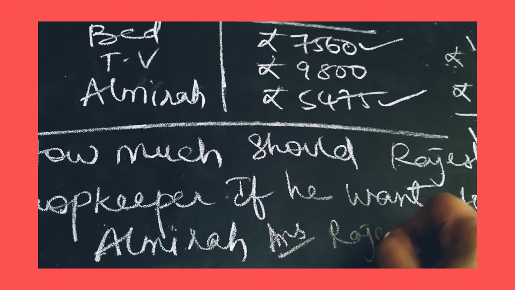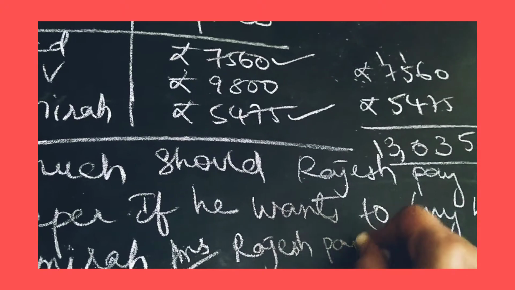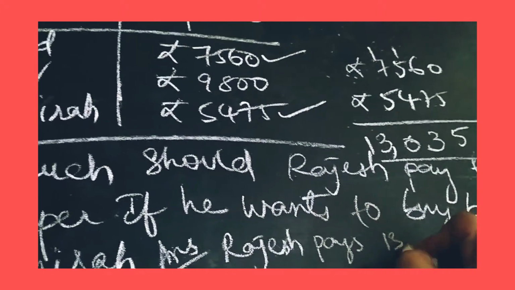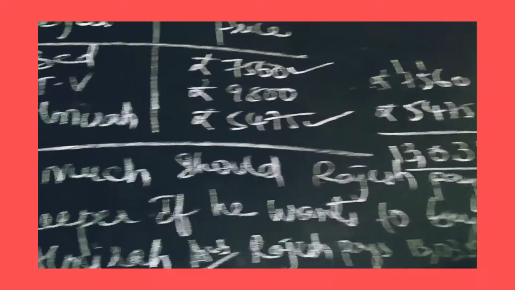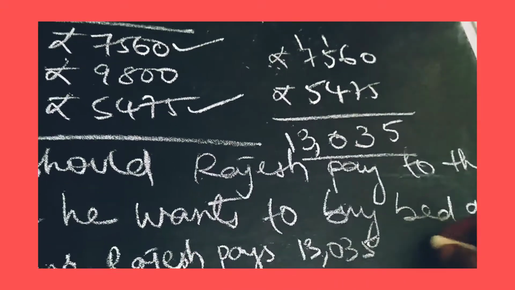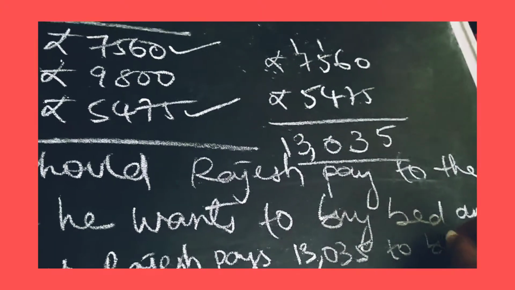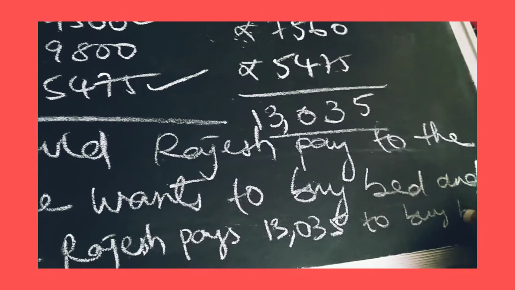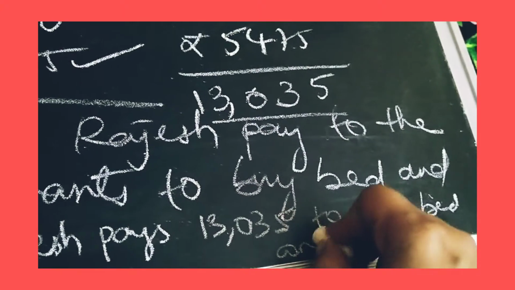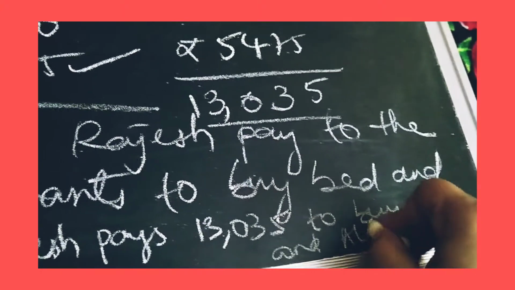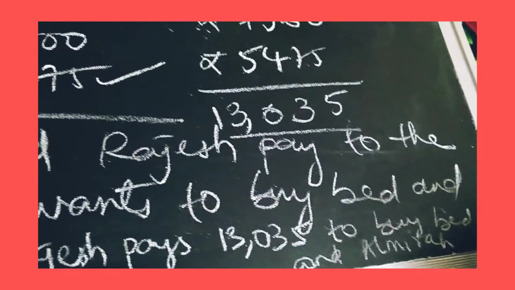Okay, so you can write here as the answer: Rajesh pays 13,035 to buy bed and almirah.